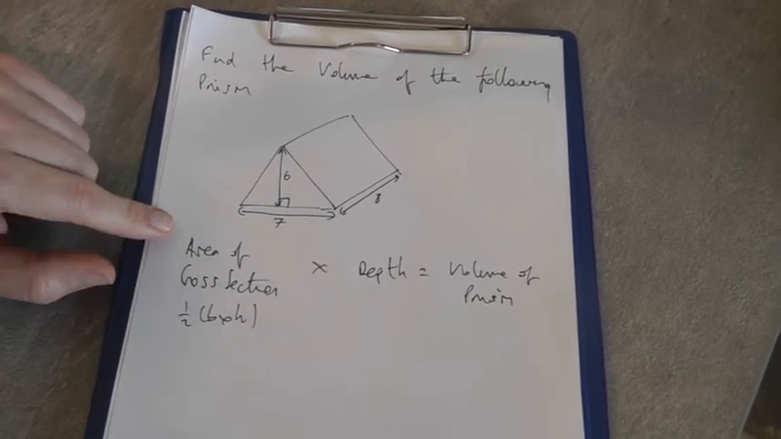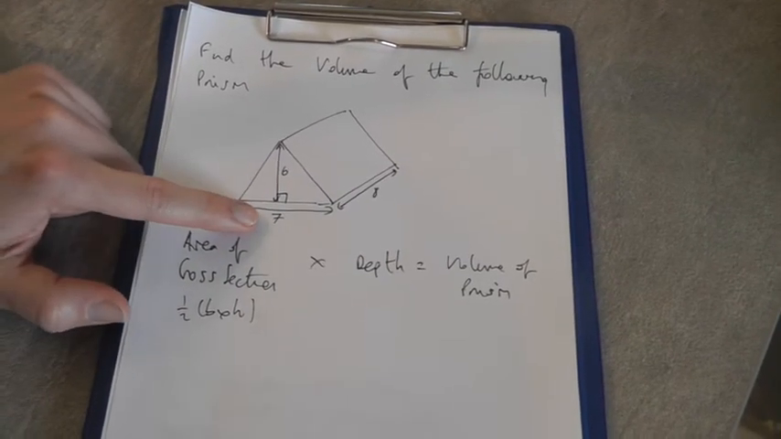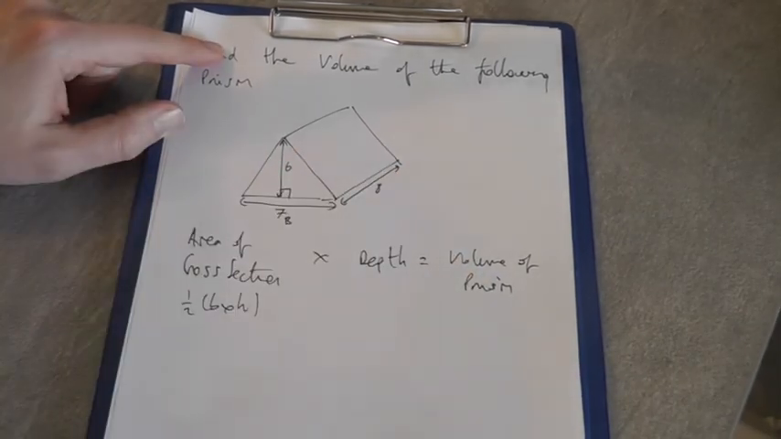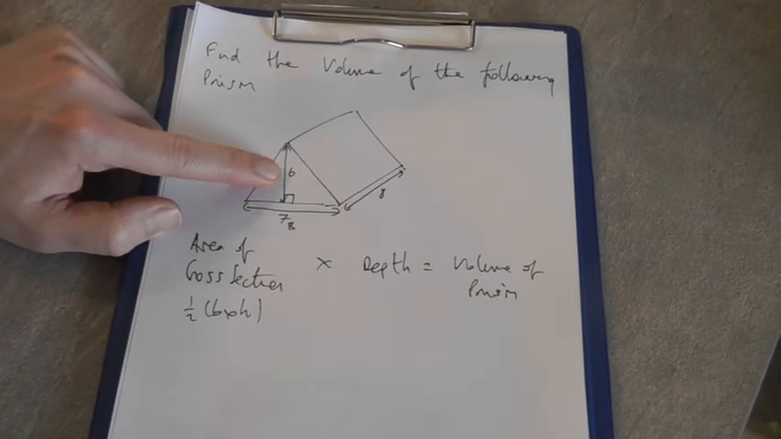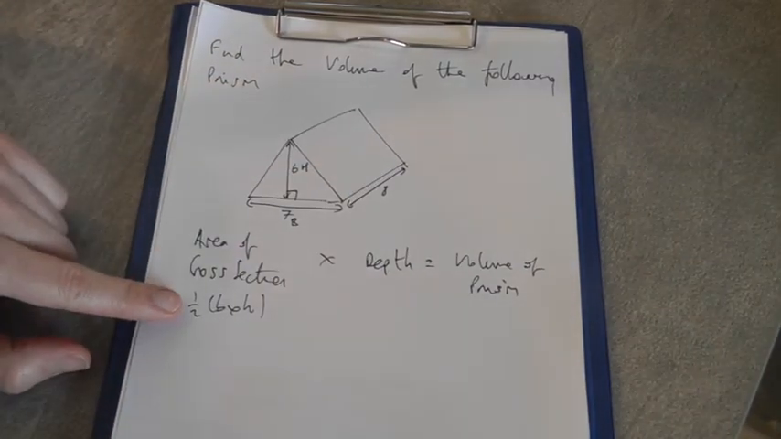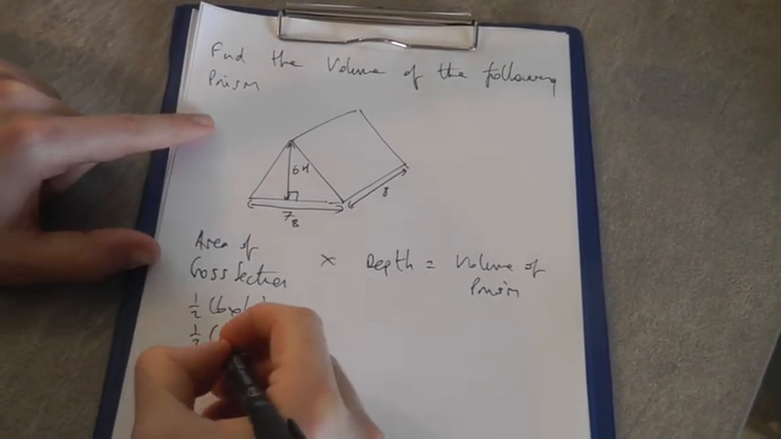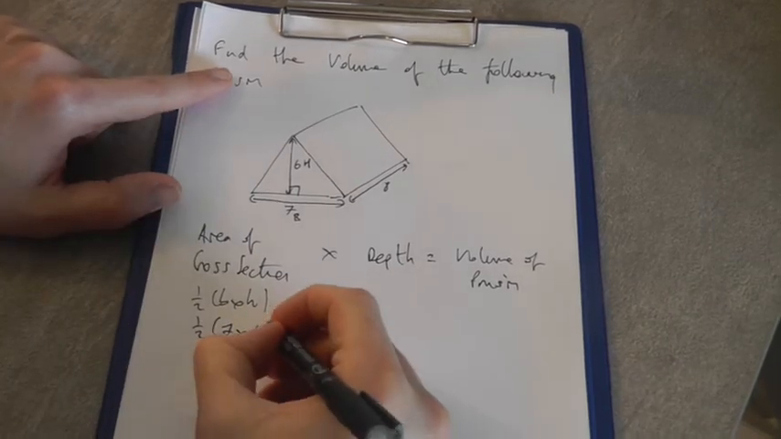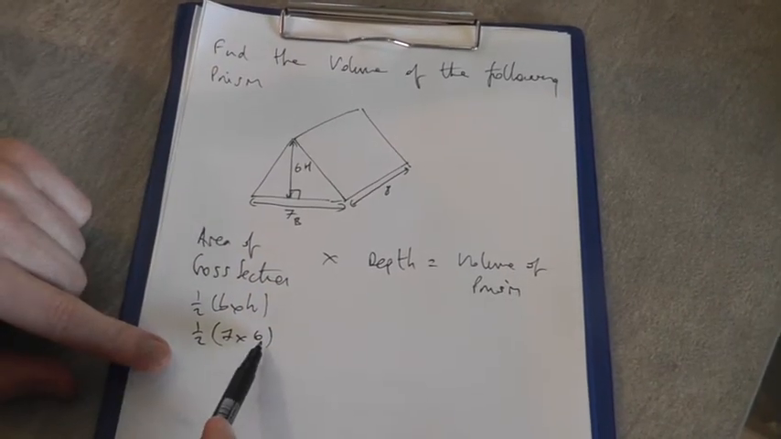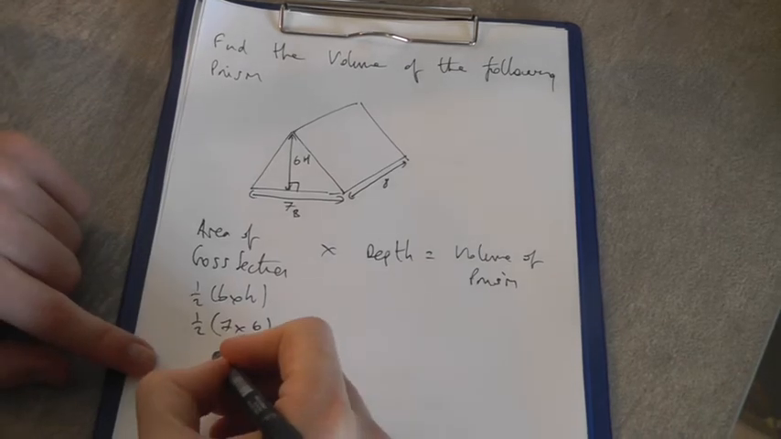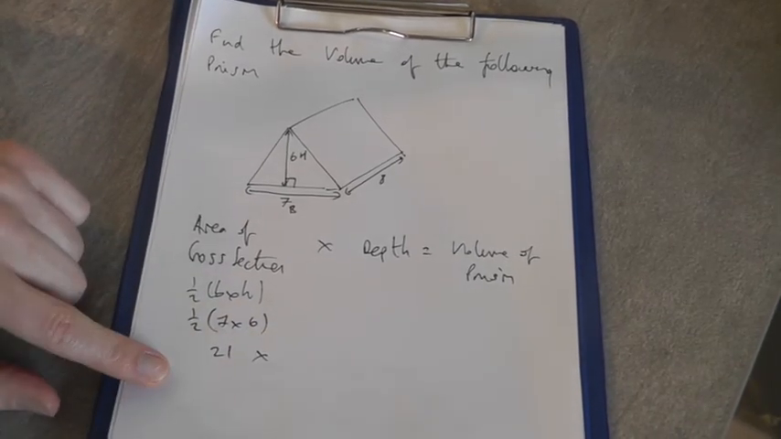So first of all, I've got to label a few things. The base here is 7 and the height here is 6. So we're going to sub those in. So it's a half of the base, which is 7, multiplied by the height, which is 6. And 7 multiplied by 6 is 42, multiplied by a half is 21. So that's that part done there.